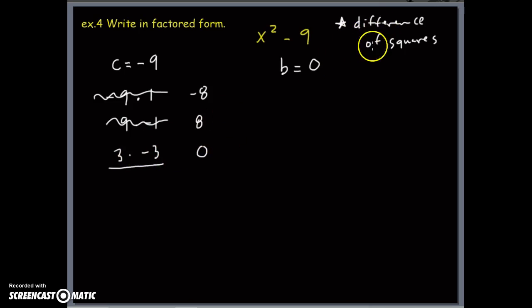And that's why they're called difference of squares. When you have a number that has a square root of a whole number, you take the square root of 9, those factors of 9 that are the same number but opposite signs will be the factors r1 and r2. So we've got x plus 3 times x minus 3. And this will be our final answer.